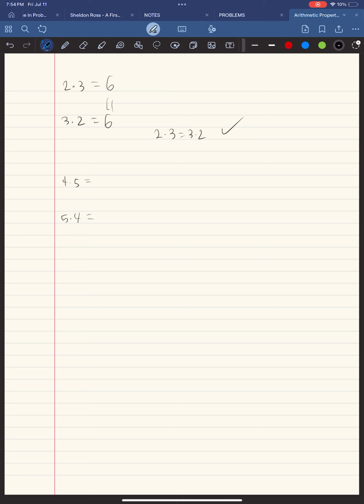And then looking at this next example, we have 4 times 5, which we know is equal to 20. And then we have 5 times 4, which is also equal to 20. I sound like a broken record, but it's always good to do repetition when trying to learn math. So since 20 equals 20, we can say that 4 times 5 is equal to 5 times 4. And we are done.